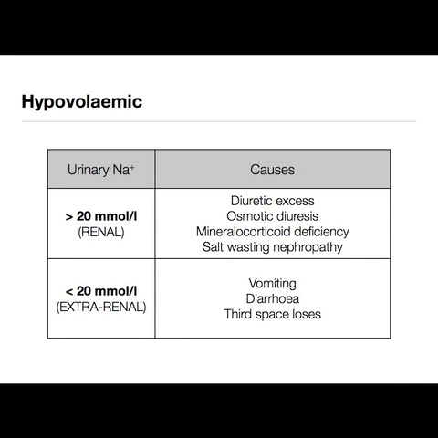In a situation where the urinary sodium is less than 20 millimoles per litre, this indicates an extrarenal site for loss, and common examples here would be, say, in the vomiting patient, the patient with diarrhea, or perhaps the patient who's third spacing, perhaps because of obstruction.